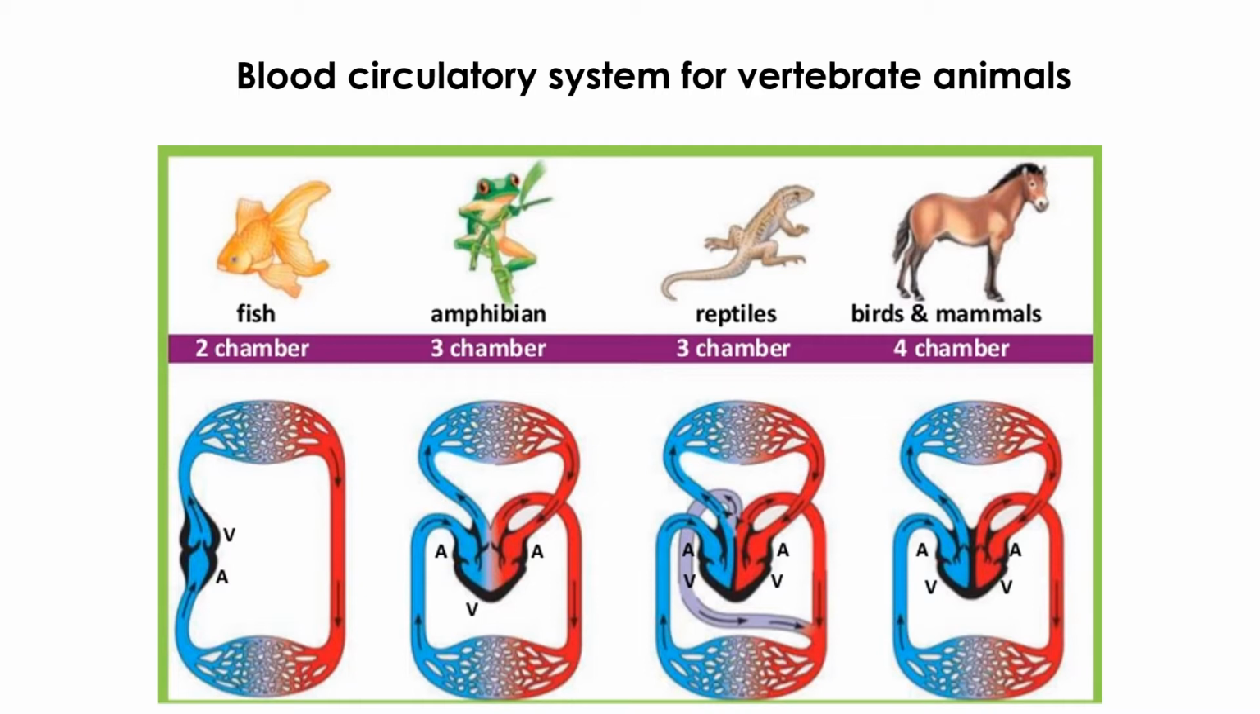Fish have two chambers, one ventricle and one atrium. Amphibians have three chambers, two atria and one ventricle. Reptiles have three chambers, two atria and one ventricle. Birds and mammals have four chambers, two atria and two ventricles.